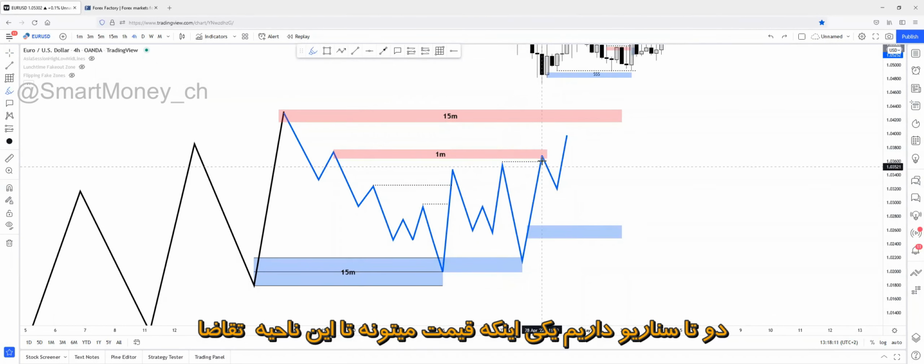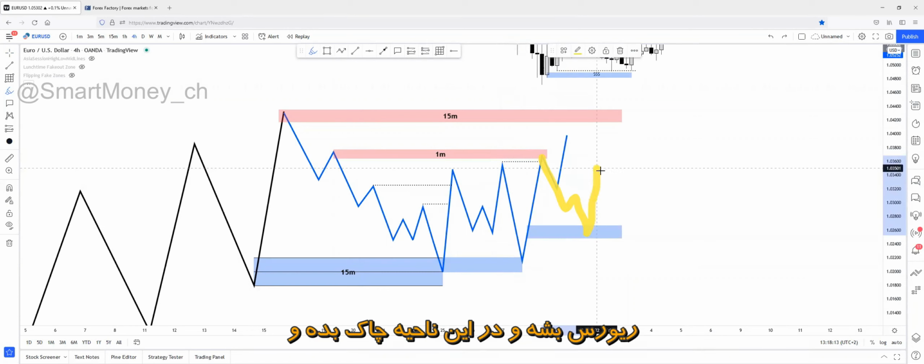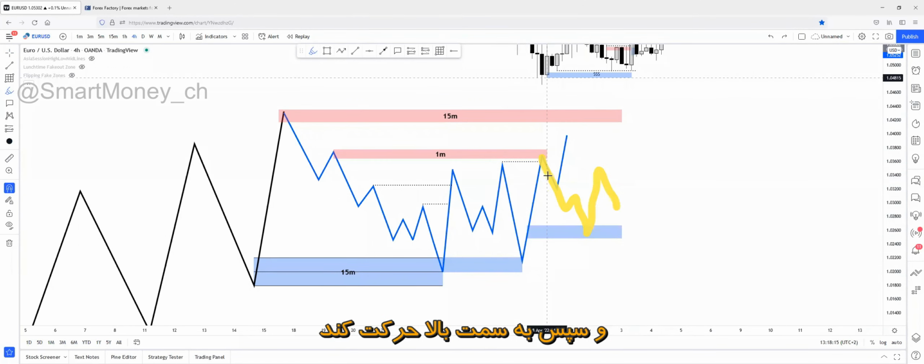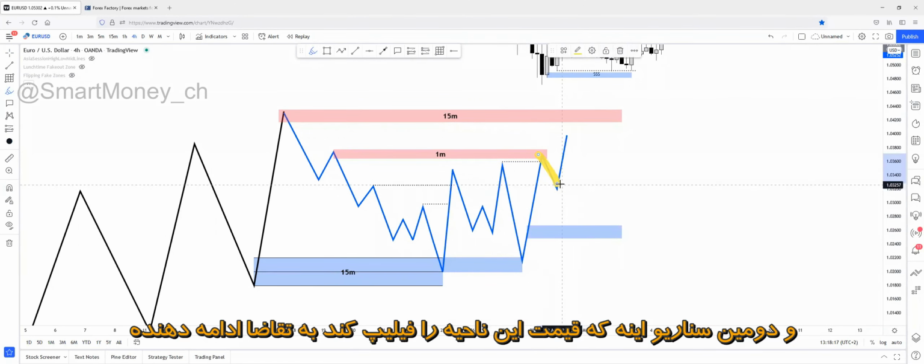So we have two scenarios where price comes down to this less recent demand zone, create a change of character continuation. Second, price flips this zone after a tap, demand continuation, 15-minute supply tap. These are the two scenarios. Third scenario where price breaks above this 1 minute supply zone. So this is the third scenario.